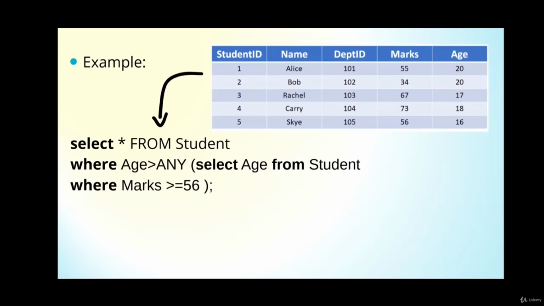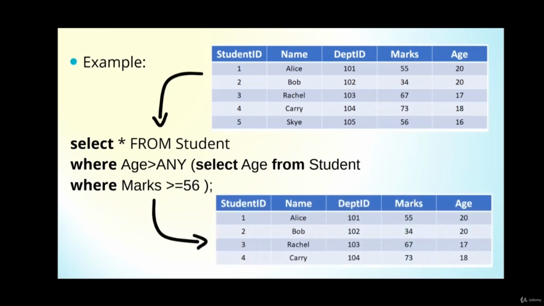So we'll compare. We have to find the details of those students whose age is greater than the age of Sky. So who has age greater than Sky? Alice, Bob, Rachel and Carrie. So their details will be displayed in the output table.